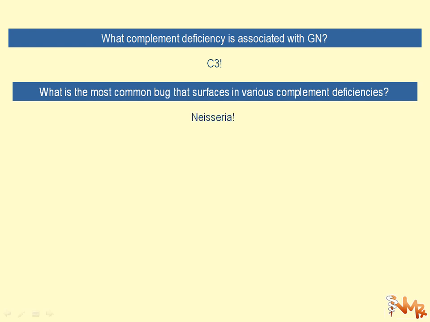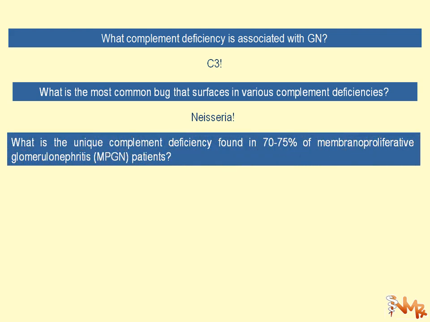What is the unique complement deficiency found in 70 to 75% of membranoproliferative glomerulonephritis patients, MPGN patients? Again, this is complement 3. We do believe that this deficiency is mostly attributed to overconsumption of C3 in the nephrons.